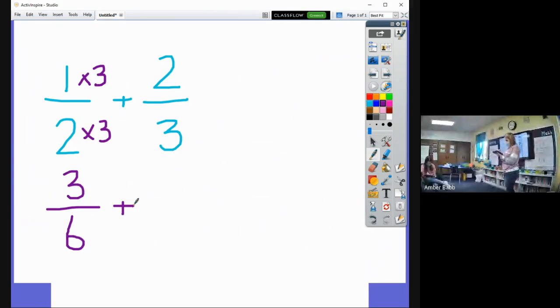Okay. Now, to turn this one into a 6 denominator, what do I need to do? Multiply by 2. Whatever I do to the bottom, I do to the top. I sound like a broken record. 2 times 2 is?